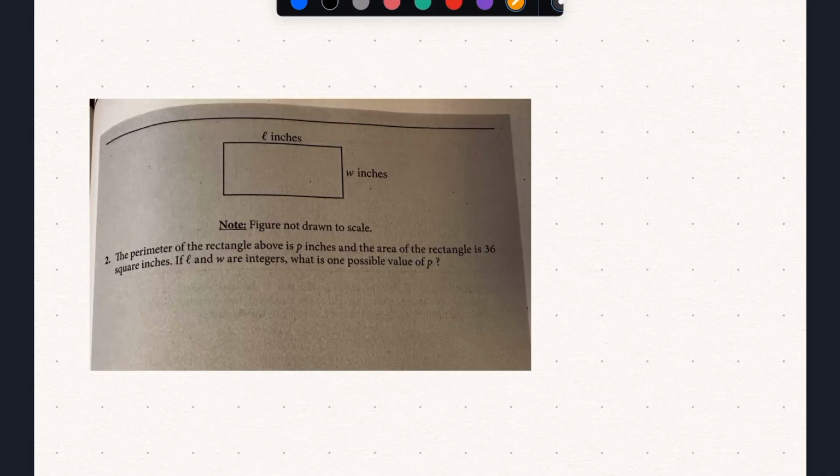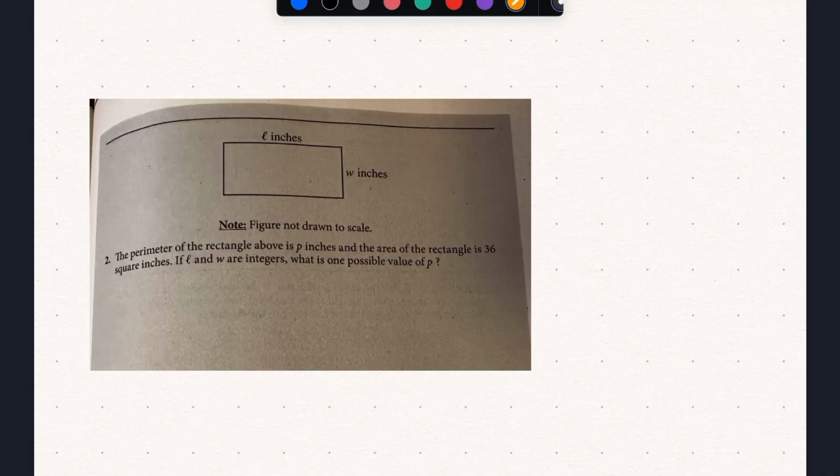The perimeter of this rectangle above is p inches and the area of the rectangle is 36 square inches. If L and W are integers, what is one possible value of p?